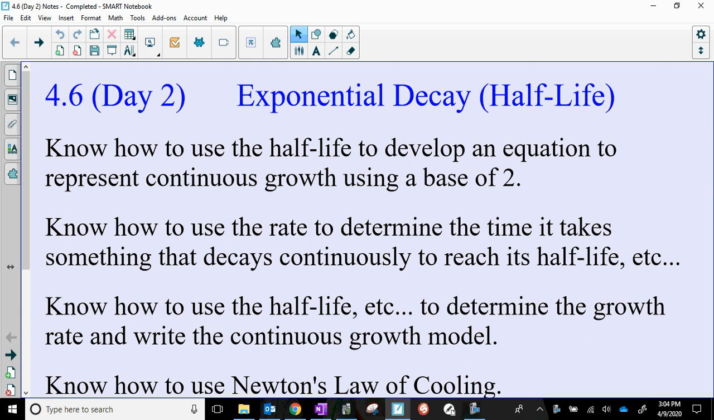We'll do what we did yesterday and show how we can go from a half-life with a base of 2. I know you're thinking 1/2, but we'll show how to get that 2 into a 1/2, how they relate with exponents. We'll take that and turn it to a base of e, so we can use our continuous decay formula. And then we'll talk about how to use the half-life to determine your rate and how to make growth models just like we did yesterday.